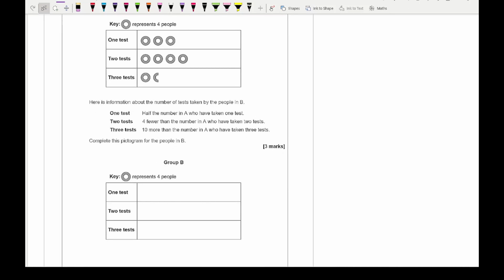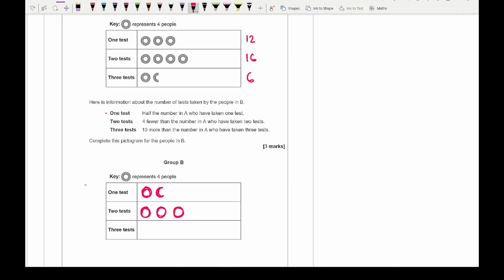So what I'm going to do here is I'm just going to write down the totals of the ones for A. So that's 12, that's going to be 16, and that's going to be 6. So reading the information for one test, it says half the number of A have taken one test. So half of 12 is 6. So that's going to be 1 full circle and a half circle. Looks something like that. Then for 2 tests, it says 4 fewer than A. So that's going to be 12. So that's going to be 3 circles.